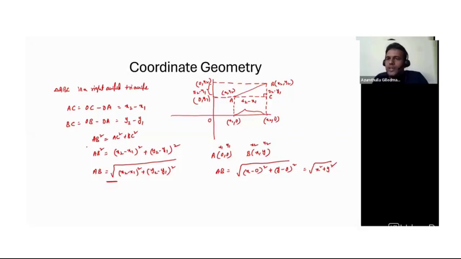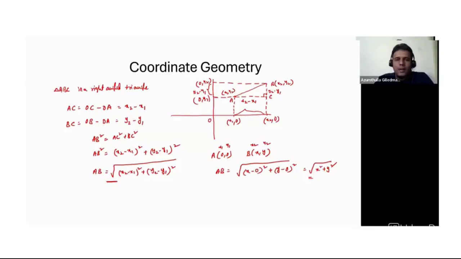So if one point is origin and you need to find the distance of another point B, which is like 2 comma 3 or whatever, you can just do square root of x square plus y square if it is origin. Now you understood, right? So we got two formulas. One is the distance between 2 points x1, y1 and x2, y2. That is AB equal to square root of x2 minus x1 whole square plus y2 minus y1 whole square. And if one of the points is origin, then it is square root of x square plus y square. So these two are the formulas based on which we can find the distance between the 2 points.